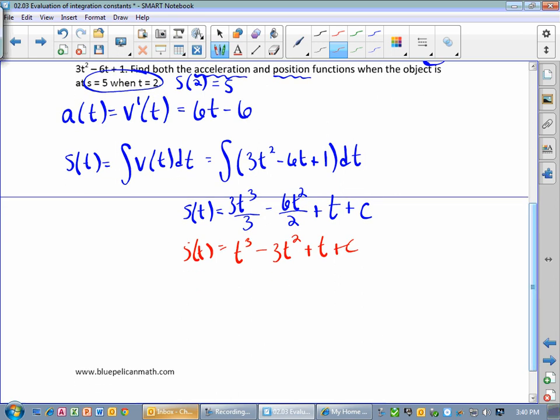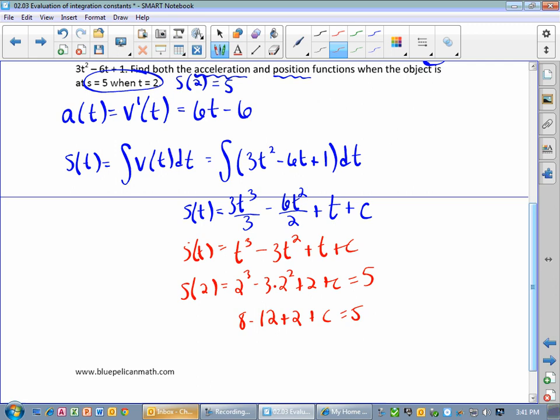So now we want to find s of 2. So 2 cubed minus 3 times 2 squared plus 2 plus c is equal to 5. 8 minus 12 plus 2 plus c equals 5.